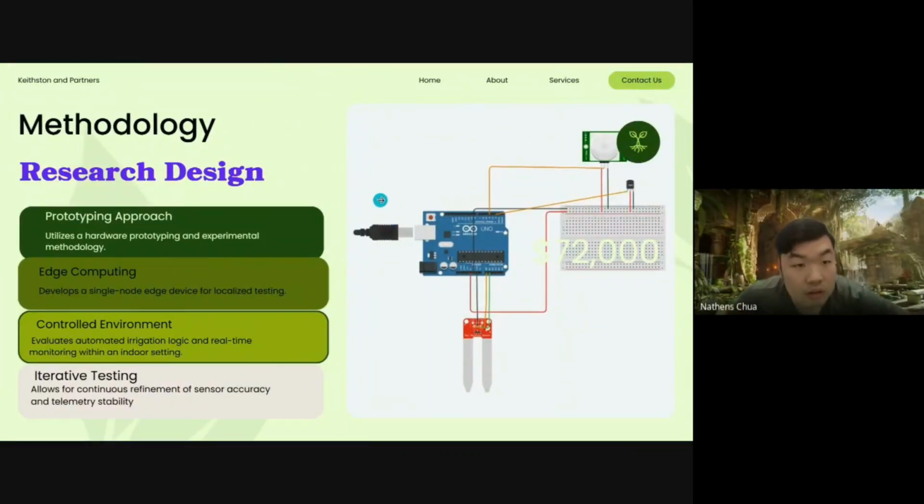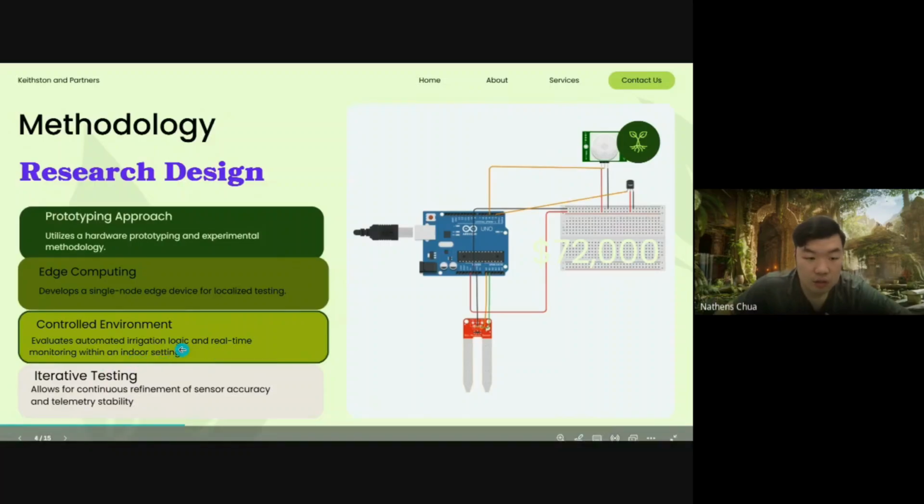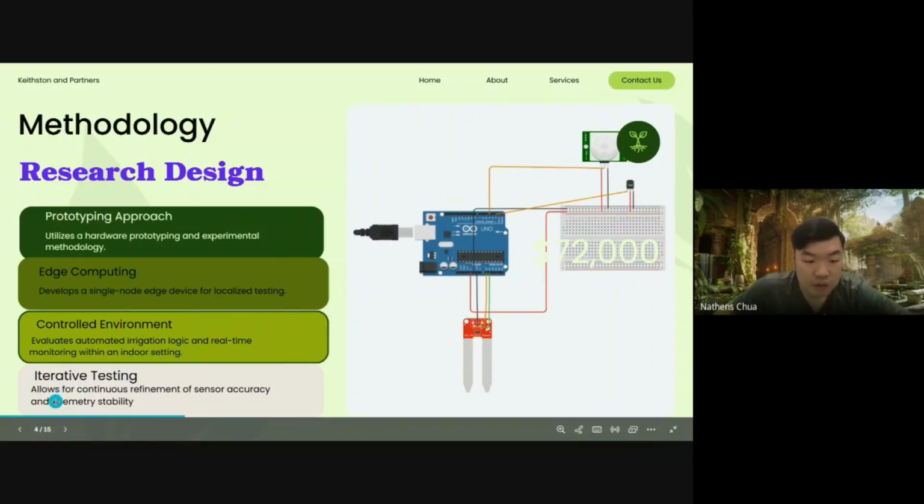Okay, thank you, Tang Jinglang. Right now is the methodology part and research design. First, you can see here is our simple prototype, which utilizes hardware prototyping and an experimental methodology. Also, we have edge computing, which develops a single node edge device for localized testing. And the third one is a controlled environment to evaluate automated irrigation logic and real-time monitoring within an indoor setting. Also, we have iterative testing, allowing for continuous refinement of sensor accuracy and telemetry stability.